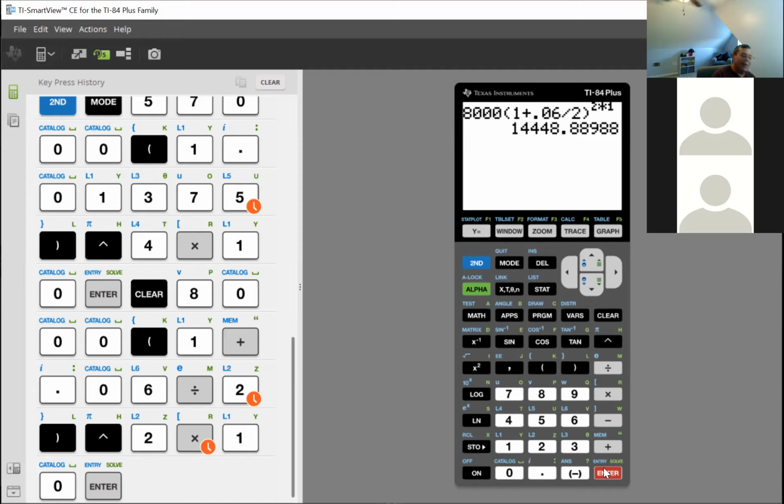Oh no, dang it. I'm not rounding to the nearest dollar, I'm rounding to the nearest cents. And I even told you all that. My bad. All right, so $14,448. My cents is going to be 89 because that 9 kicks that 8 in front of it up.